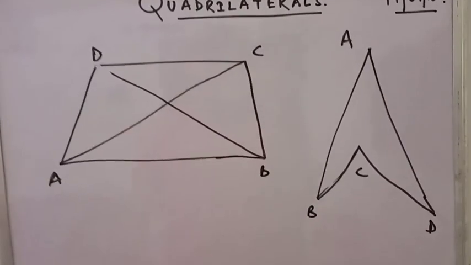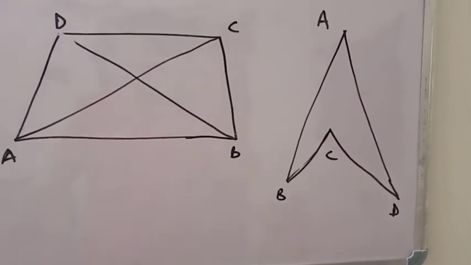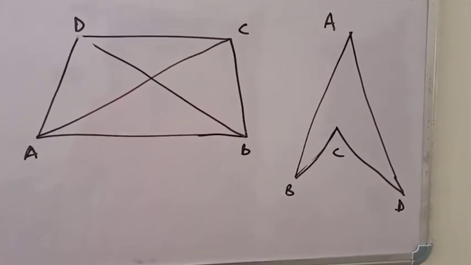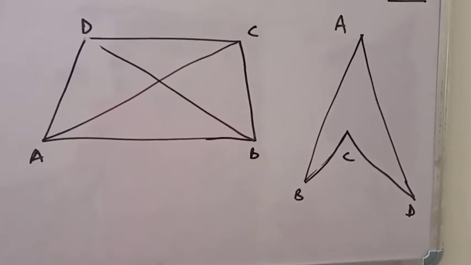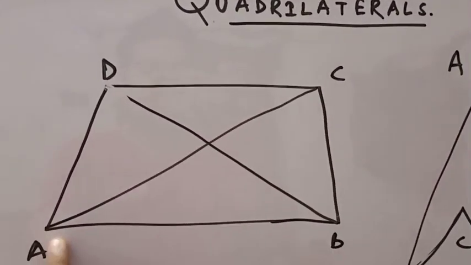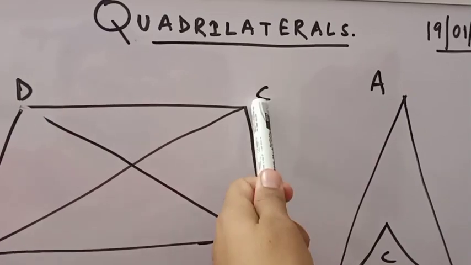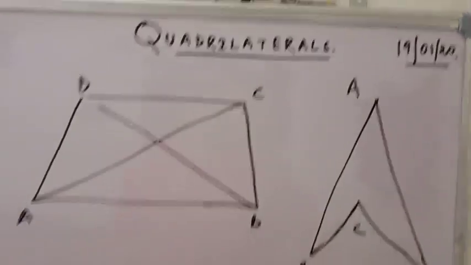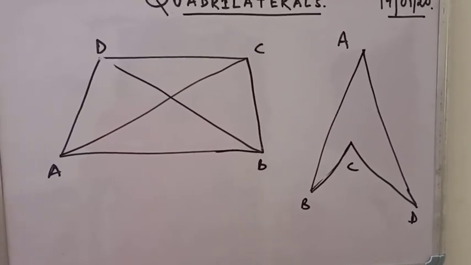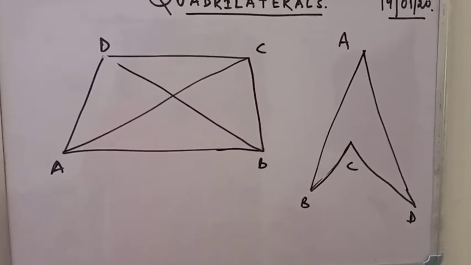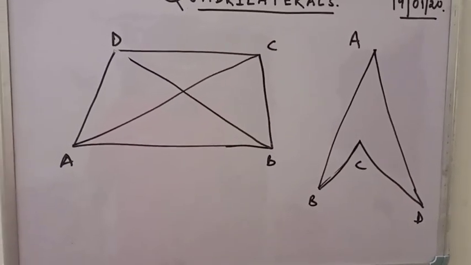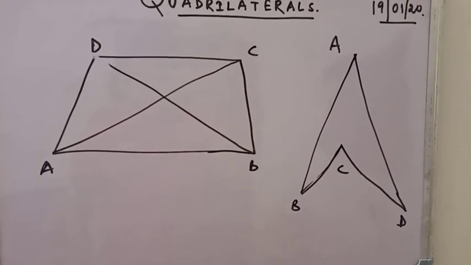These two are quadrilaterals. A quadrilateral has four sides and four angles. In quadrilateral ABCD, A, B, C and D are four vertices. AB, BC, CD and DA are four sides, and angle A, angle B, angle C, angle D are four angles.